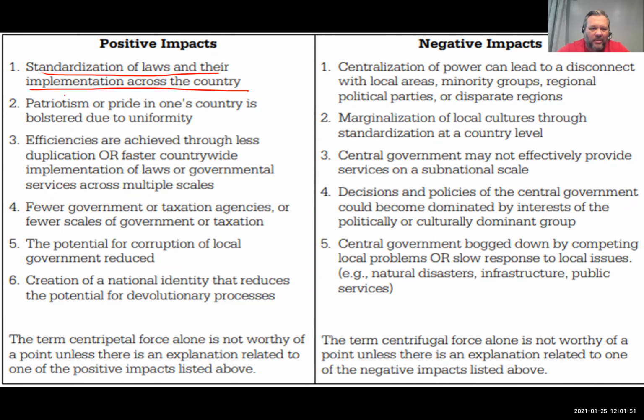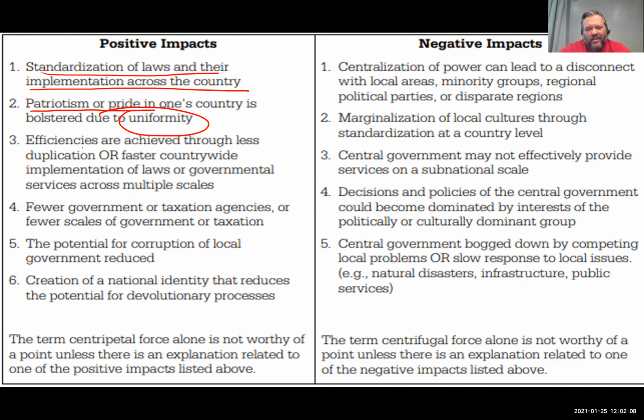In a unitary system, they are all carried out in a standard way across the country. Patriotism and pride, because there is this uniformity, can occur. All right. Efficiencies are achieved through less duplication or a faster countrywide implementation of laws.